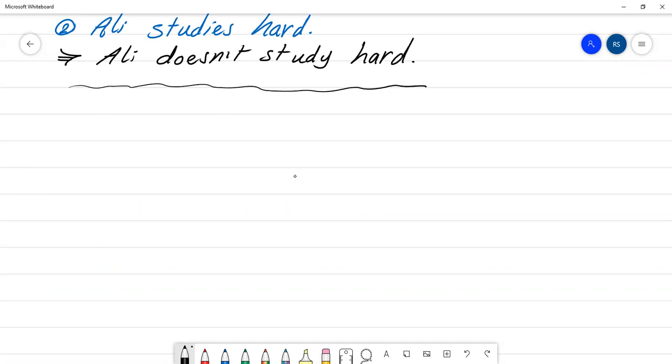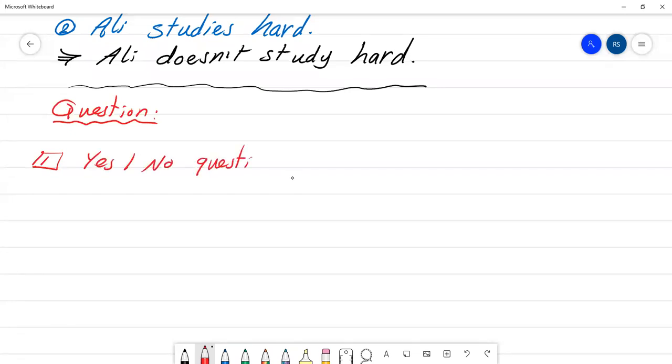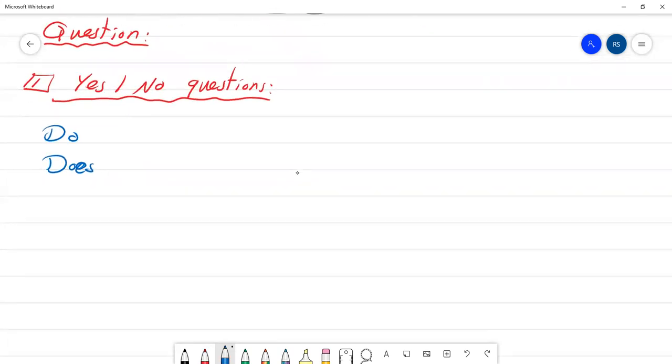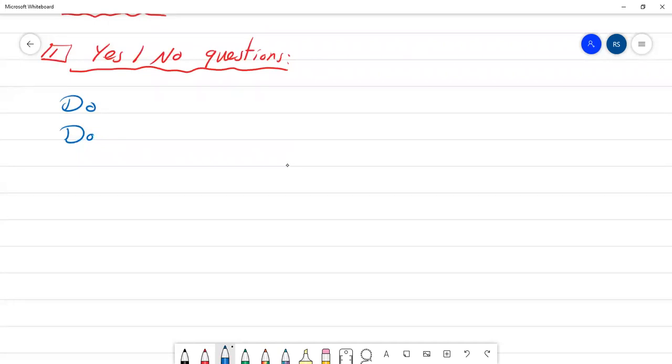The next point is question. As you know, we have two types of questions. First, yes, no questions. We just use do for group one, does for group two, plus subject plus infinitive plus complement.